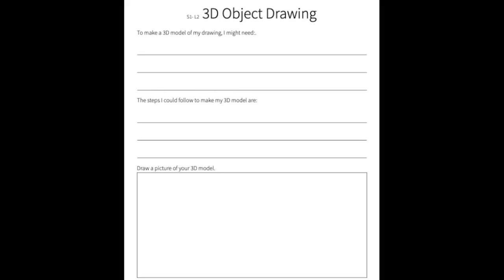Then they will write steps for creating the trap, consider what other information would be needed to build it, and finally, draw a picture of their model.